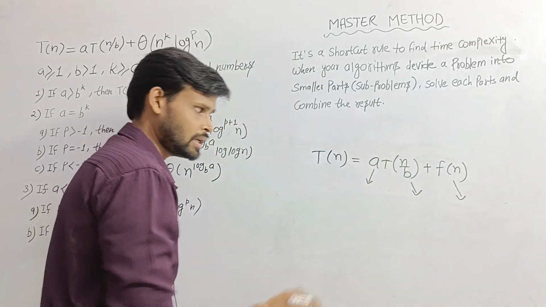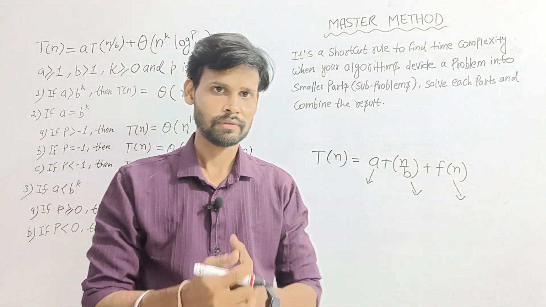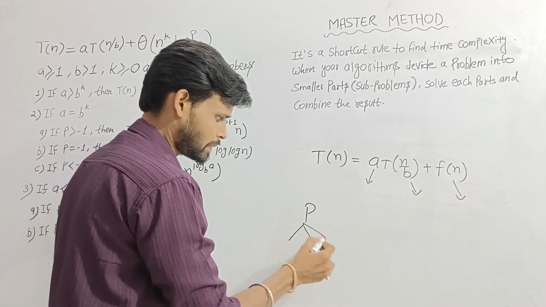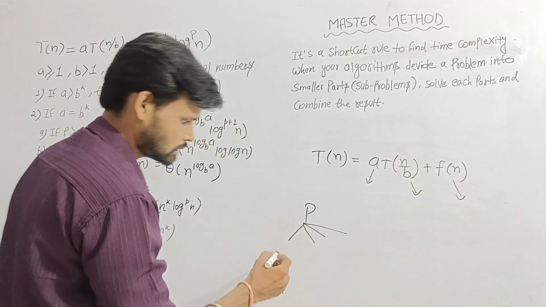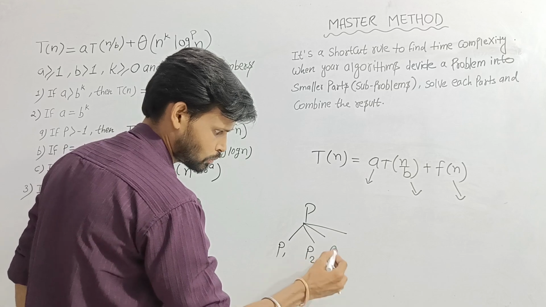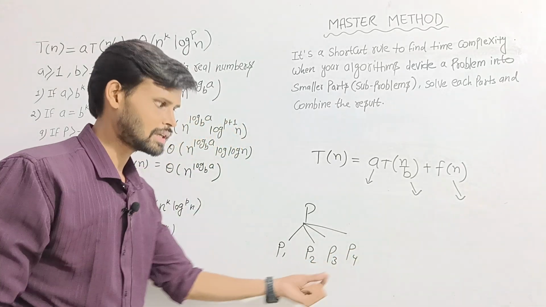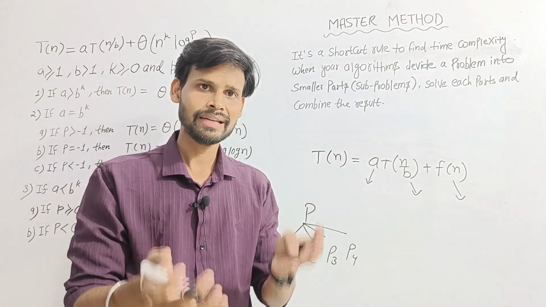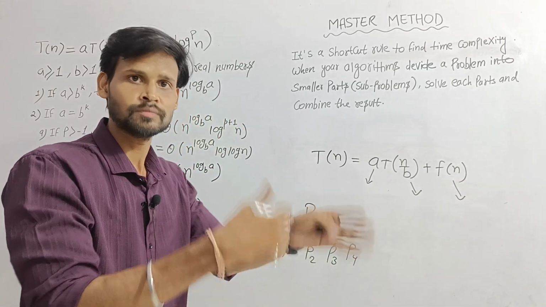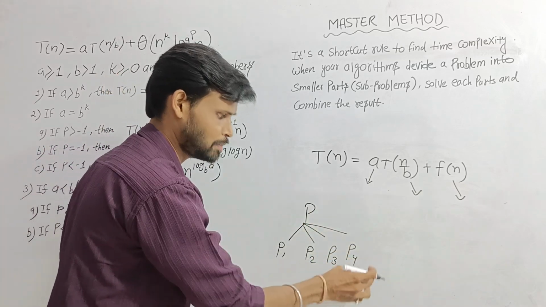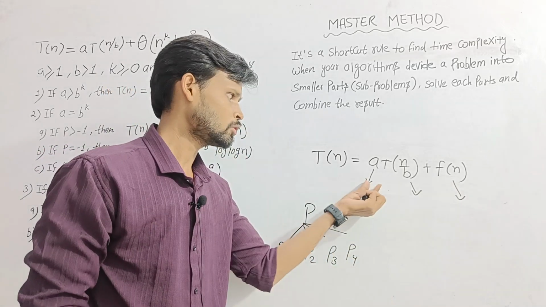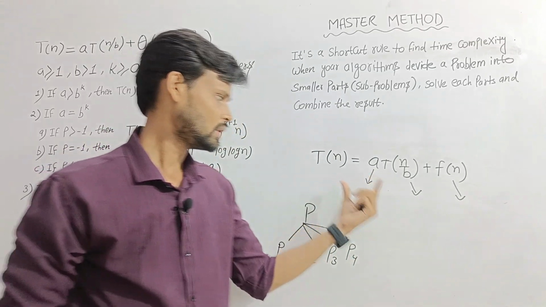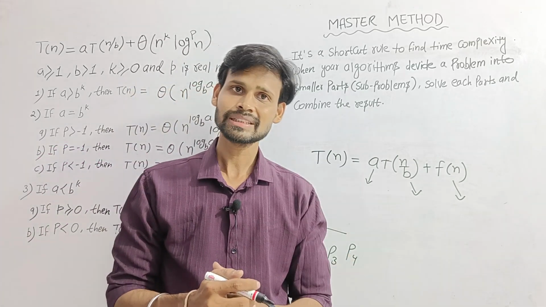a is the number of sub problems you have. Suppose that we have a big problem, capital P, and this problem P is divided into sub problems P1, P2, P3, P4. So these are the sub problems, and a denotes the total number of sub problems. What is the value of a? That is 4 in this case. So a is the total number of sub problems.